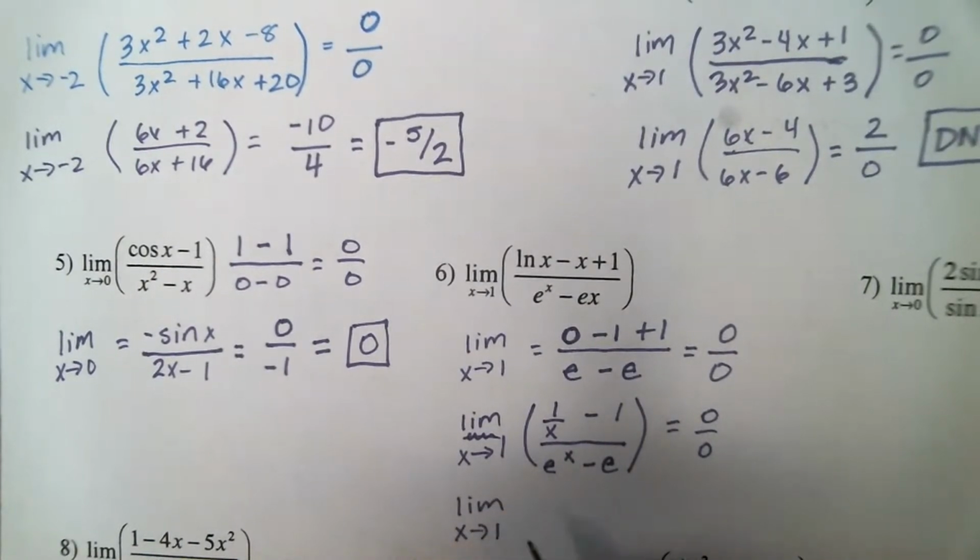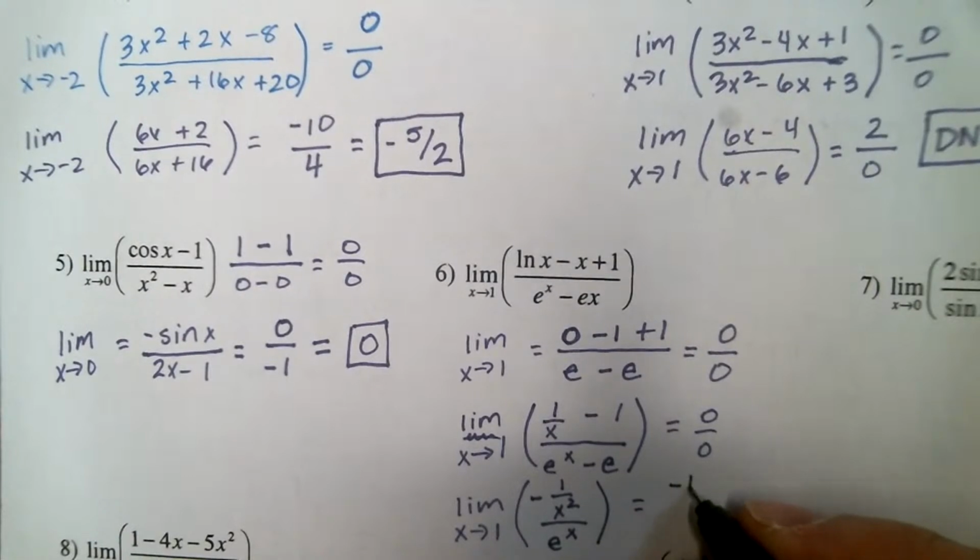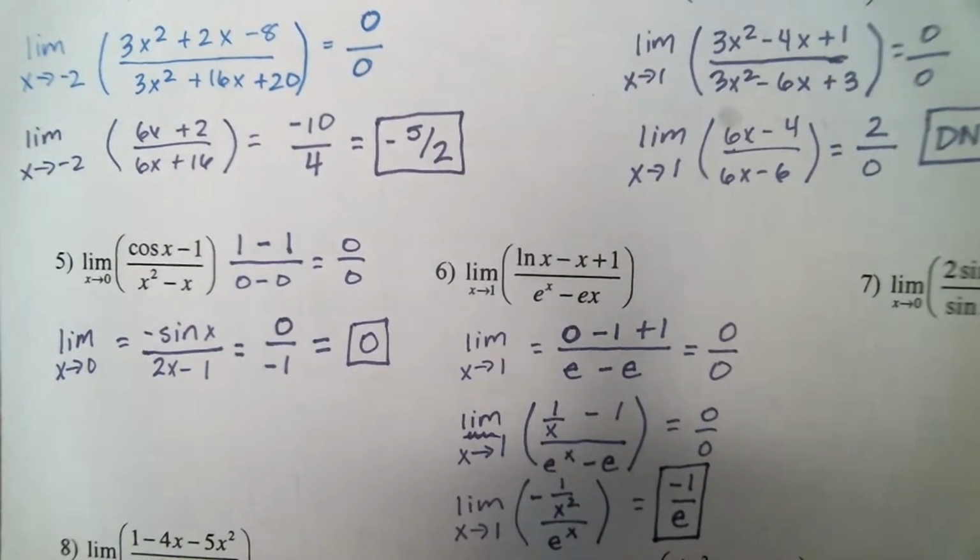The limit as x is going to 1. The derivative of 1 over x would be negative 1 over x squared, over, and now e is just like, it's very similar to pi, so that would just simply be e to the x. The derivative of e to the x is e to the x. Then if I plug in the 1, I'm going to have an e in the denominator and a negative 1 in the numerator. So negative 1 over e. And that would be my answer.